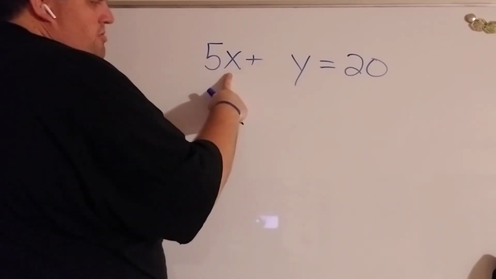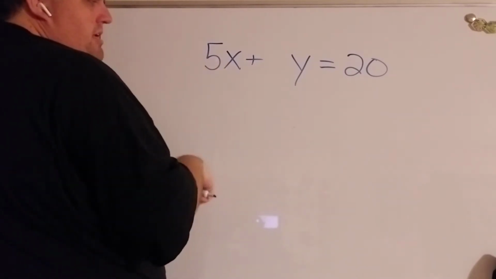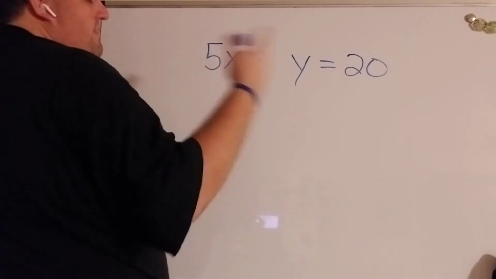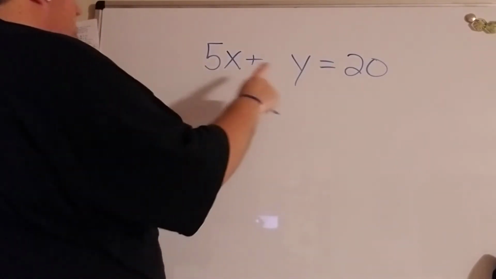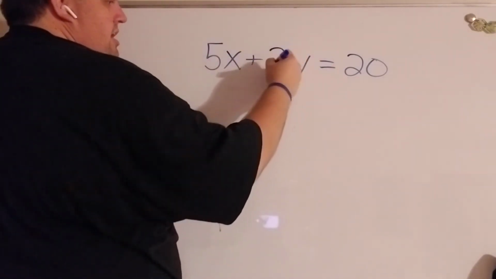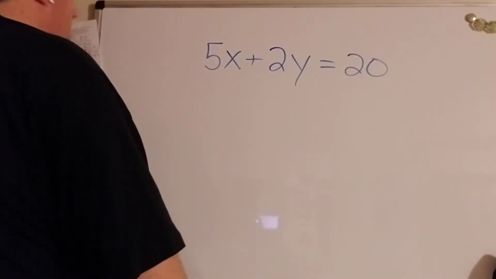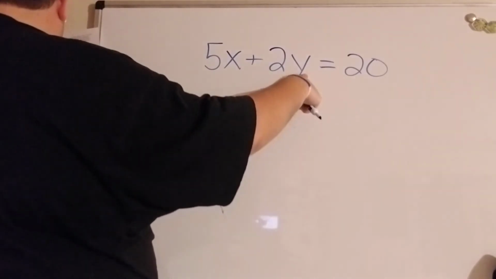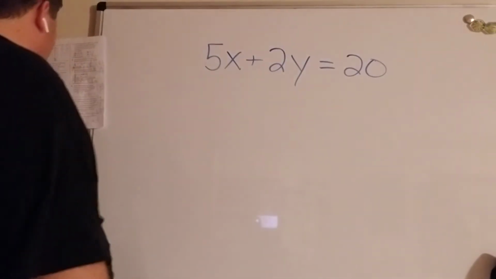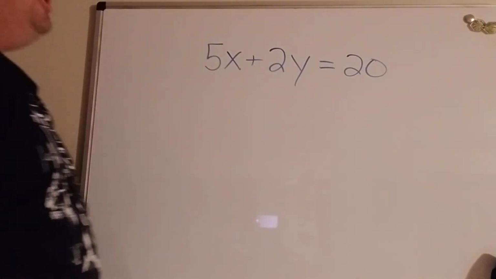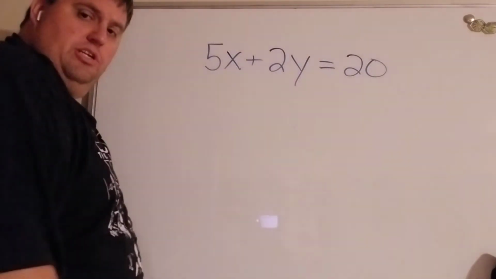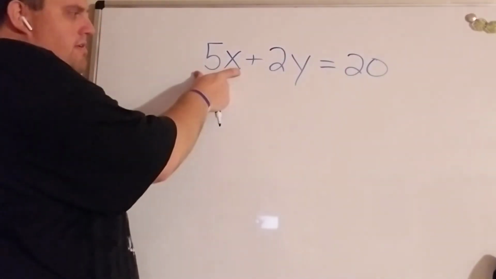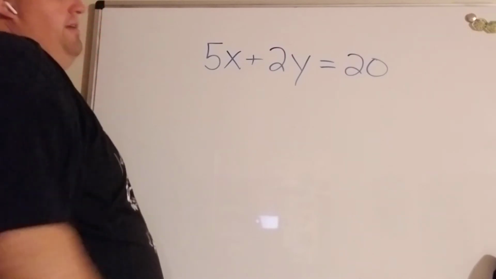So if I bought 2 times 5 is $10 I'm spending. If I bought 3 times 5 is $15 I'm spending. Same thing with Y. So they each cost $2. So if I bought 4 paperback, then 4 times 2 is going to be $8 that I spend there. So that is my actual equation in standard form. 5x plus 2y equals 20.